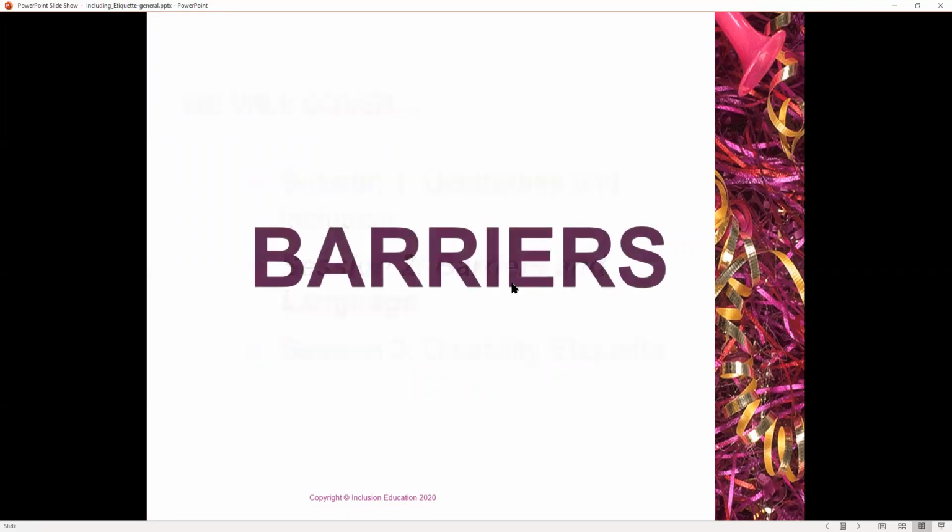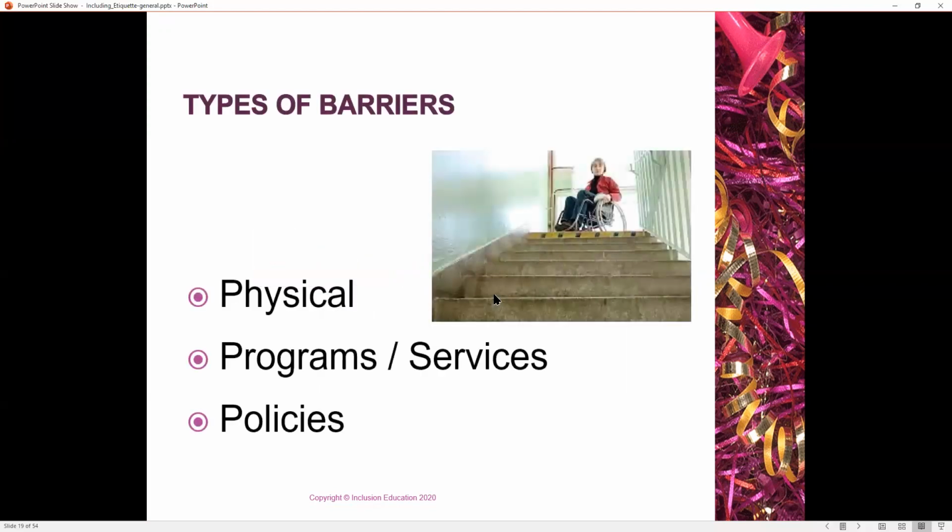So first we'll talk about barriers. There are barriers to people with disabilities participating in society as a whole. So a barrier, the definition of a barrier, according to the World Health Organization, it is factors in a person's environment that, through their absence or presence, limit functionality and create disability. So basically, anything that hinders full participation in inclusion is a barrier. And there are many different types of barriers that we're going to talk about.